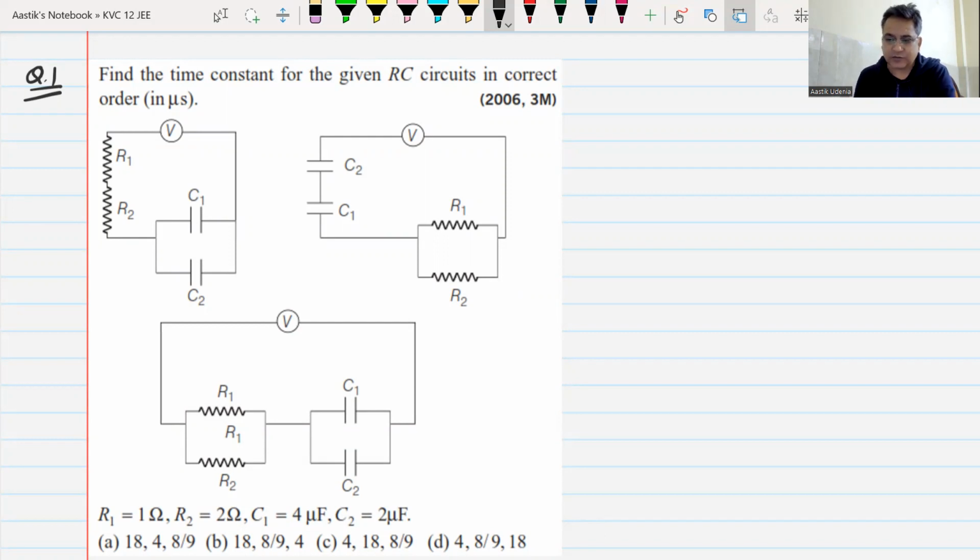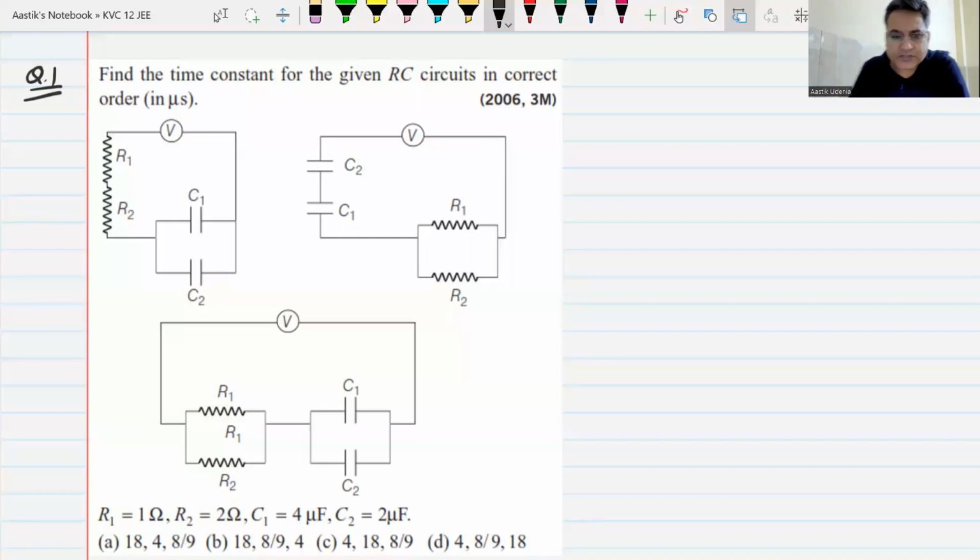The first one is the top left. Then we have the second one, top right. Then we have the middle one. What is the time constant for the circuit? R1 is given as 1, R2 is given as 2, C1 is given as 4 and C2 is given as 2 microfarads. The answer has to be in microseconds. I'll give you 2 minutes to give me the answer for this one.